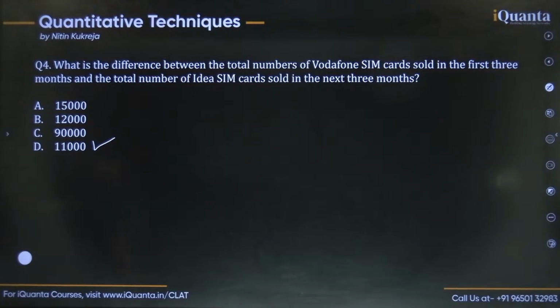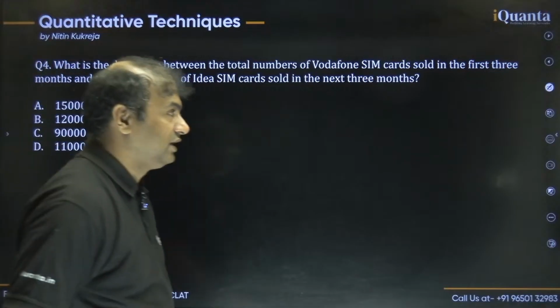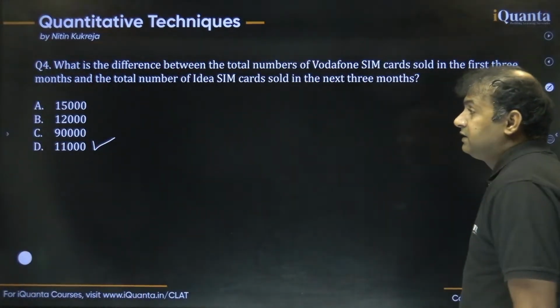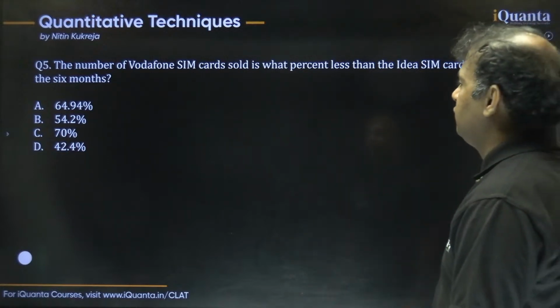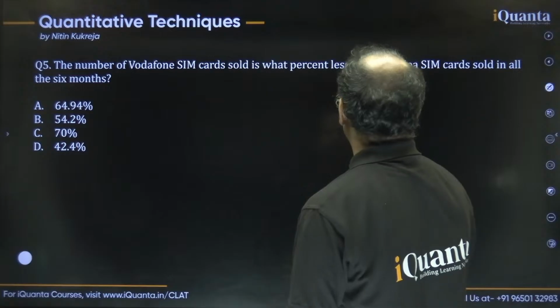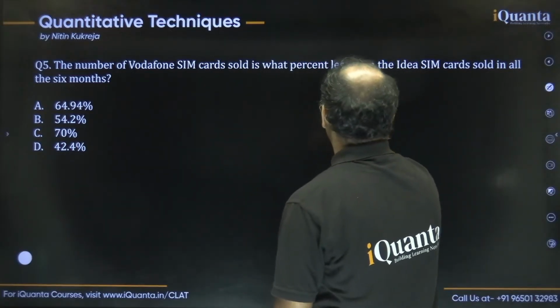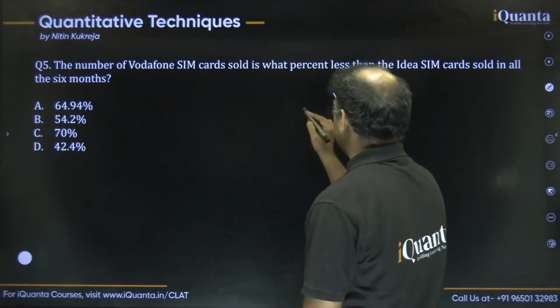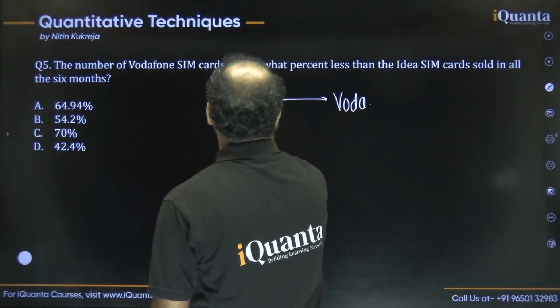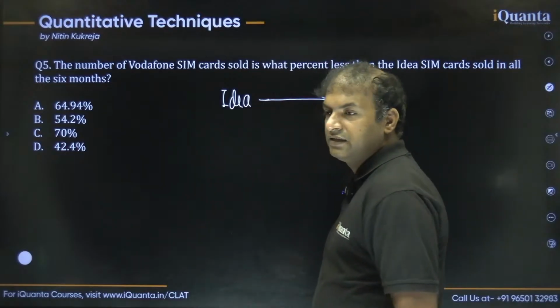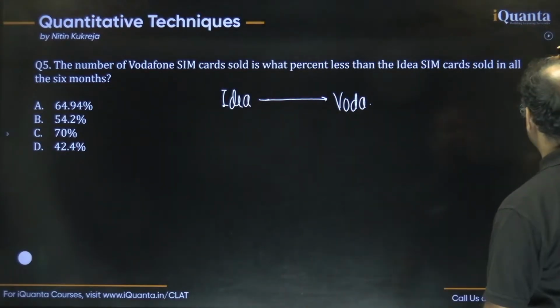Alright, similarly we have one last question of that set. Let's see what this says. Question number 5: the number of Voda SIM cards sold is what percent less than the Idea sold in all the given 6 months. We need to find how much less Voda is than Idea SIM cards sold in all the 6 months. So Voda is the final value and Idea is the initial value. Let's see how we can do that.